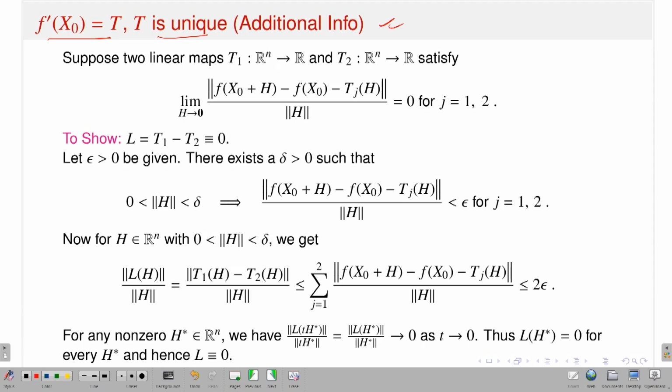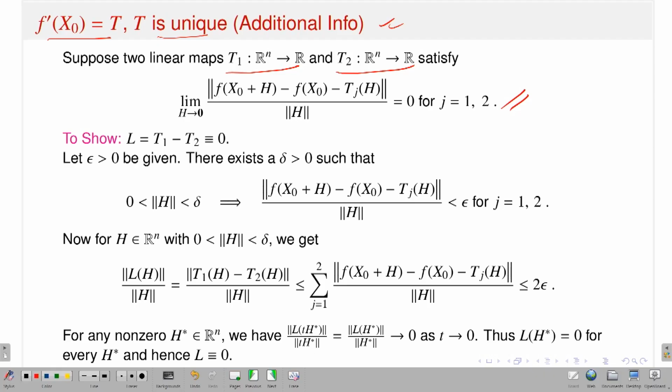Suppose, how to prove that it is unique? Take two linear transformations for which both quotients go to 0. That means take one linear map T1 from Rn to R, and another map T2 from Rn to R, such that this is true. That means the limit as h approaches 0 of the norm of the quotient, that is, f of (x naught plus h) minus f of x naught minus T1 of h, divided by norm h, is 0.